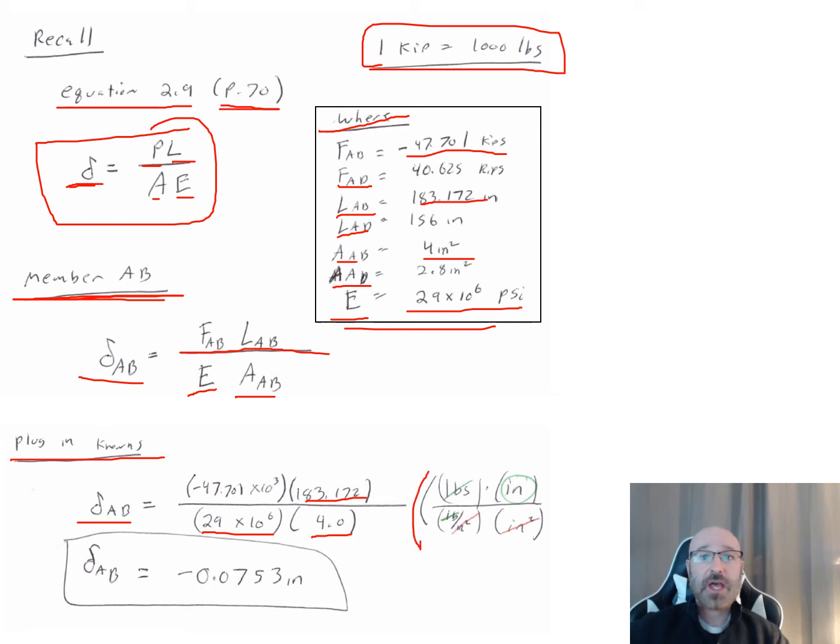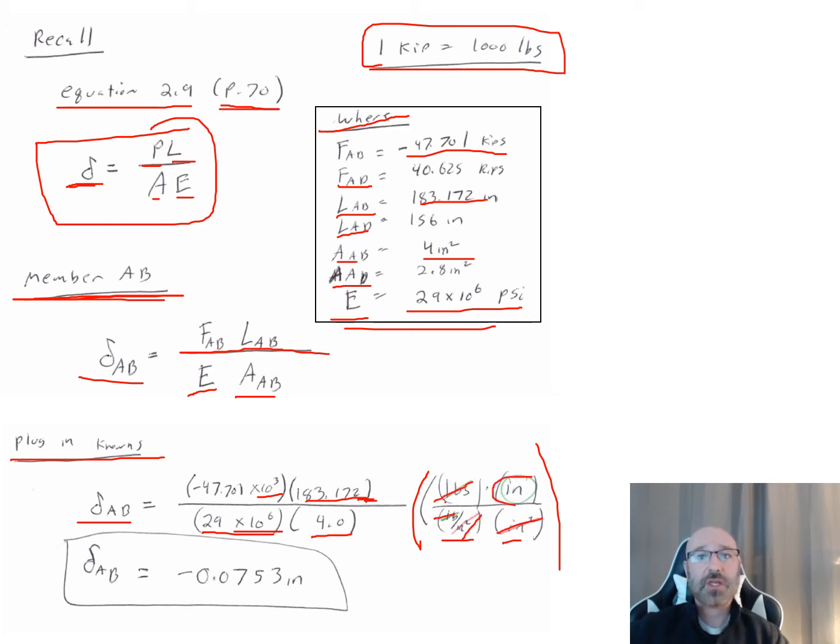Now off to the side over here, I put out my units, because I want to do unit analysis and make sure I get my deformation in units that make sense. So this right here, I convert now. You can see 10 to the third there. I've converted it to pounds from kips right there. And this is in inches right here for my length. Then I have this in PSI, or pounds per square inch right there, and this is in inches squared, so I can see inches squared cancels with inches squared, pounds cancel with pounds.